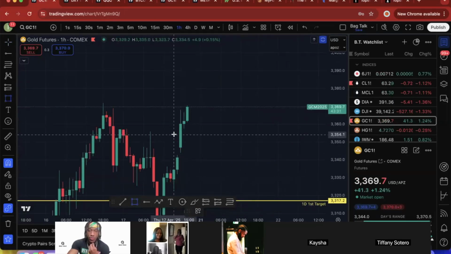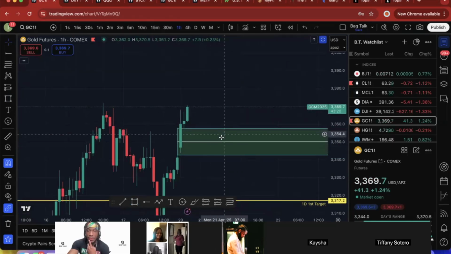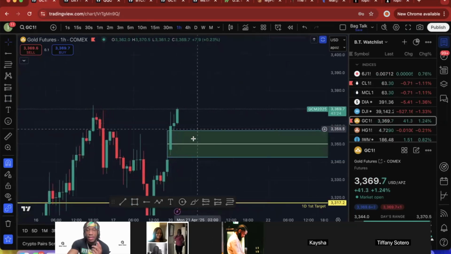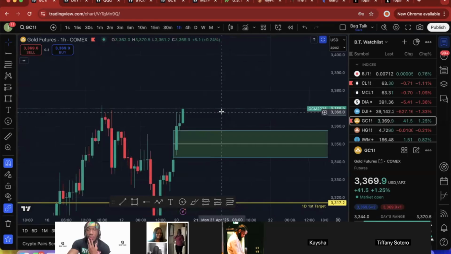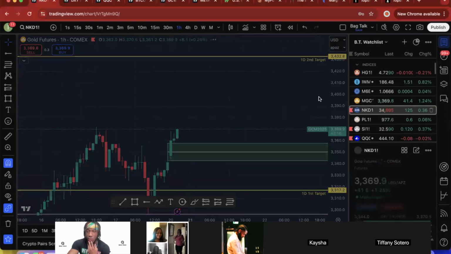Definitely would want to see gold respect this area right here that I just highlighted. Definitely want to see gold respect that, ideally the upper half of it. And then we could take it up into that yellow area. All right, so we're almost done, y'all.